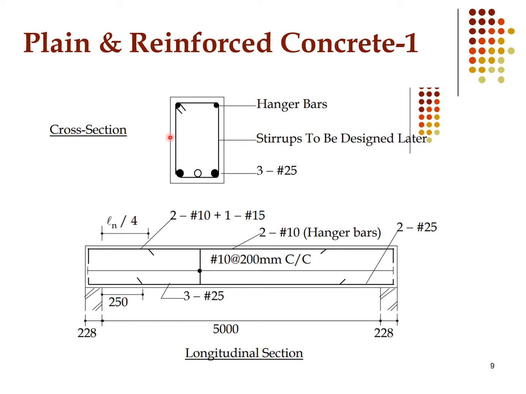Now we need to draw the cross-sectional view as well. So this is the cross-sectional view, this is the height, this is the width of the beam. These three are the main reinforcement bars, which is 3 number 25. These two are hanger bars. This is basically the stirrup. Right now we did not design it, we will design it at a later stage. So this whole diagram, longitudinal view and cross-sectional view, we call reinforcement detailing.